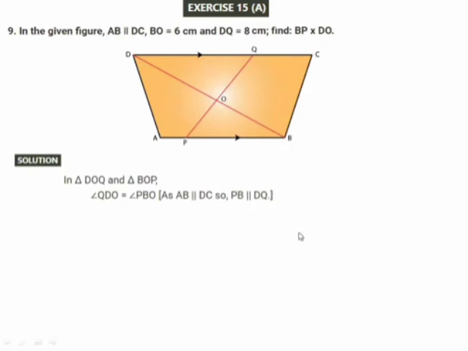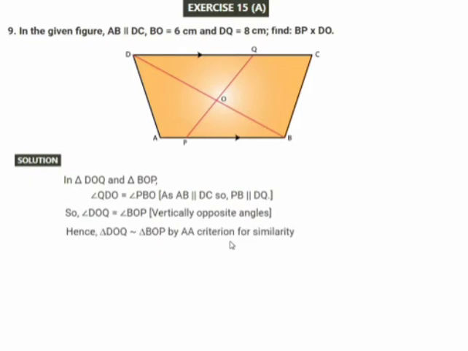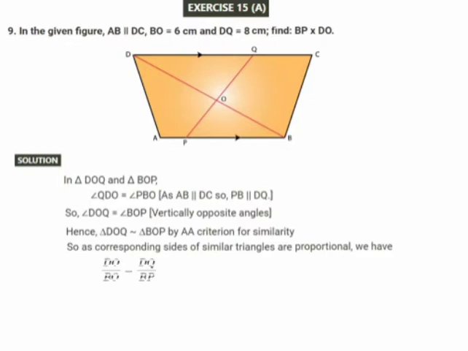Now I see there is one more pair of angles which are equal, that is these two. They are vertically opposite angles, right? Since I have shown that two pairs of angles are equal, using AA criterion we can say that this triangle is similar to this triangle. If they are similar, then obviously the corresponding sides will be proportional.